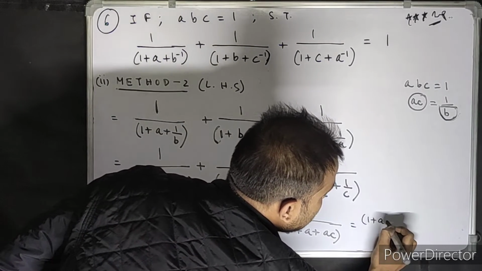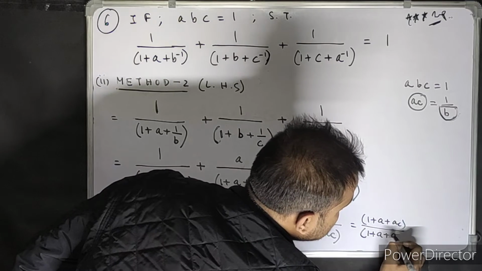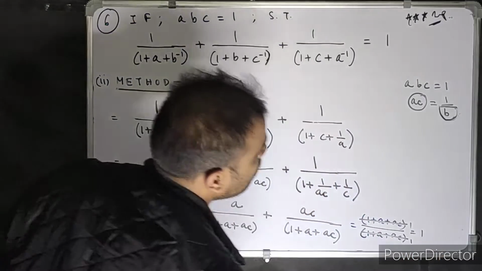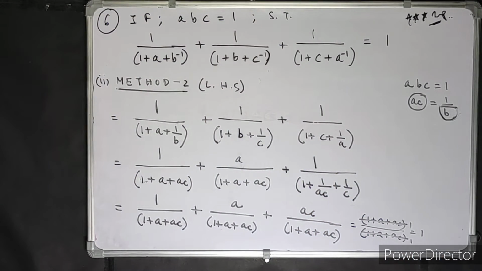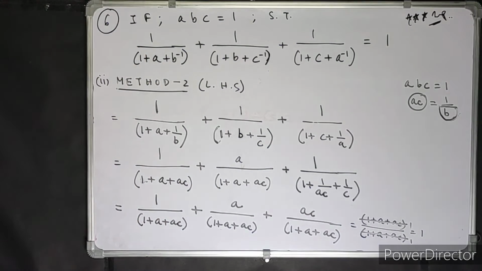So (1 + A + AC) divided by (1 + A + AC) is equal to 1. Cancel, cancel. Don't write 0. Some of you students still don't understand. This is 1. So method 2 is 1.